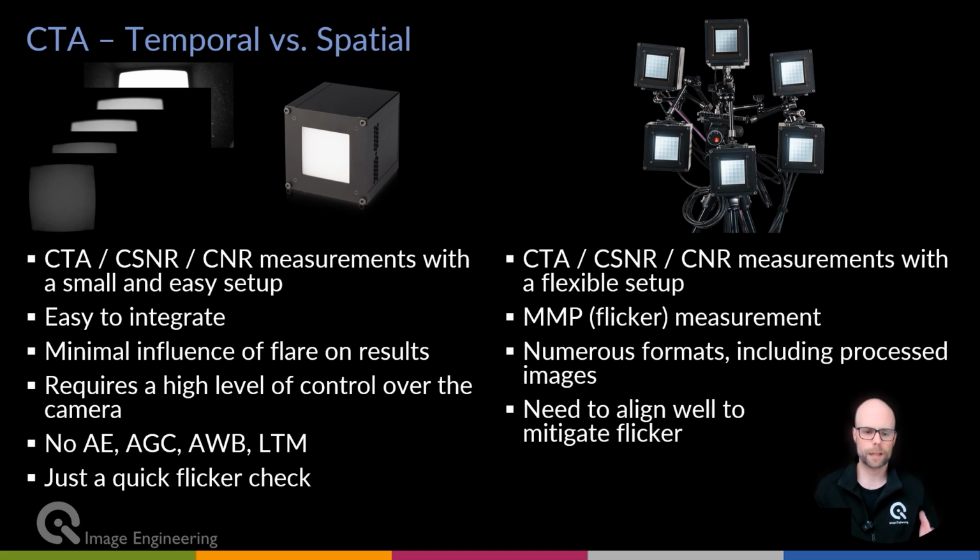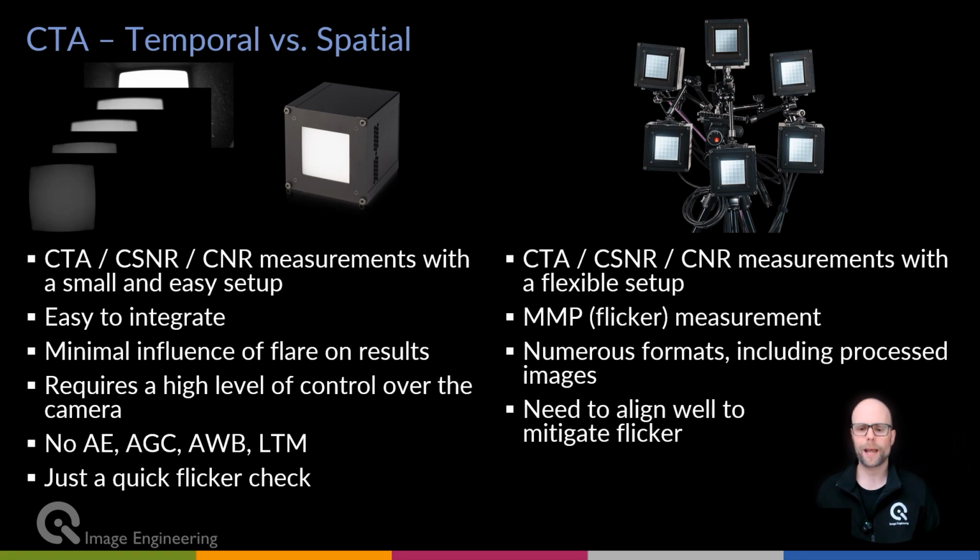But it requires a high level of control over the camera. You need to be able to set the exposure and freeze the exposure. So no auto exposure, no auto gain control, auto white balance, or local tone mapping. That is not allowed if you do the temporal recording. And for flicker, you can just do a quick check, because a complete flicker test with this setup would take far, far longer.